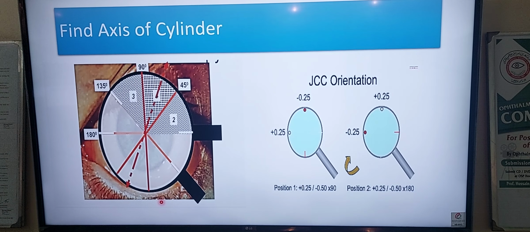Now to check at 45 degrees, I will place it like that. Now it says 45 degrees, and when we flip it, the minus axis is now at 135 degrees. Okay, so that's how we check the axis of the cylinder.